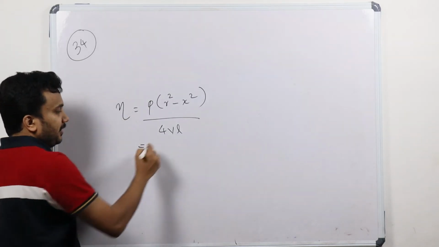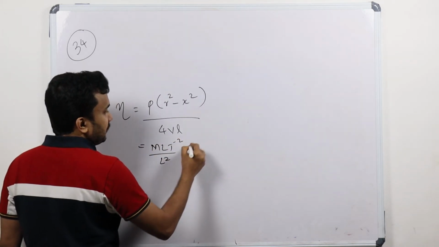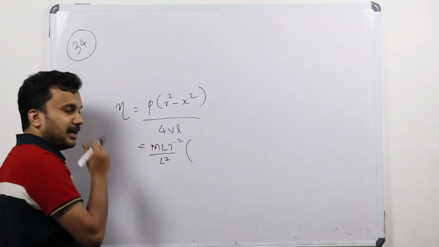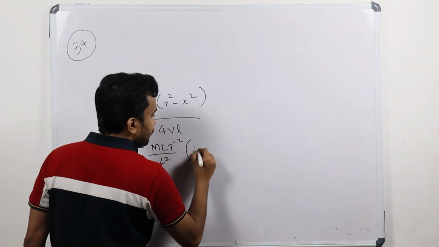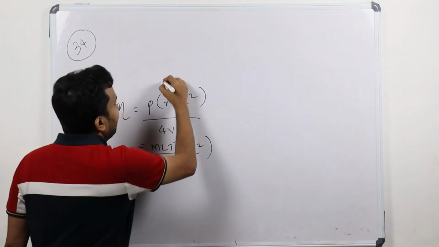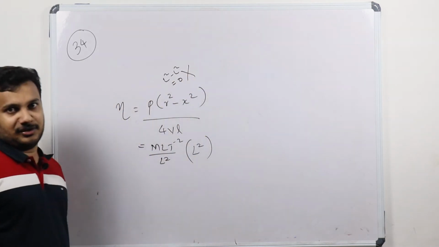Pressure means force per area. Force is mLT raised to minus 2, divided by area L square. This is R square minus X square, and both will have the same dimension formula. So all together, what is the dimension formula? L square, length. Do not calculate like L square minus L square is equal to 0. This is wrong, this is not correct.